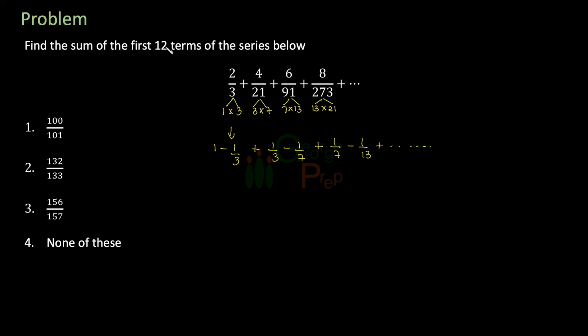But the question is asking for the first 12 terms. So I'll have to first of all find out what will be my 12th term. So I'm going to have something like A into B, and the numerator is going to be the difference of A and B. Like we have 13 and 21 here, where A and B are 13 and 21. And what we have on the numerator is 21 minus 13, which is 8. So I'll have to find my A and B here.